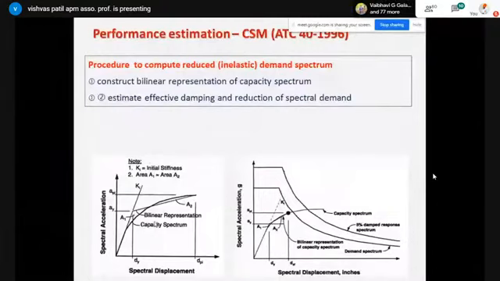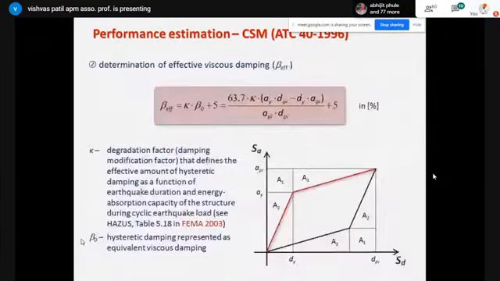Up to the yield point the structure remains elastic, so 5% damping is there. But after yielding, the damping goes on increasing. Stiffness reduces, damping goes on increasing, and time period is also increasing. These are the changes in the properties of the basic structure. Therefore, to calculate the effective damping, this is the equation given in ATC-40.